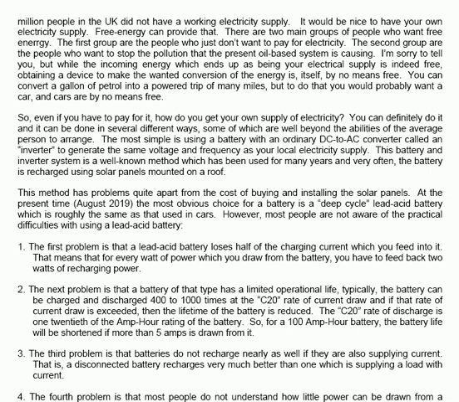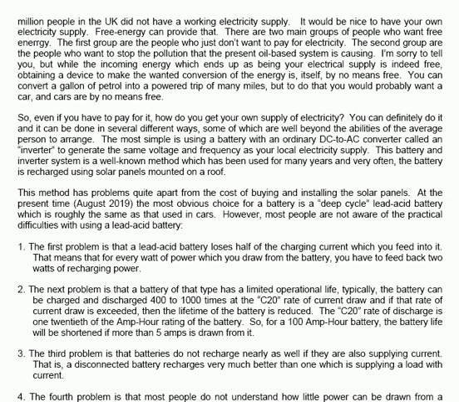The most simple way is using a battery with an ordinary DC to AC converter, which is called an inverter, to generate the same voltage and frequency as your local electricity supply. This battery and inverter system is a well-known method which has been used for many years, and very often the battery is recharged using solar panels mounted on a roof. This method has problems quite apart from the cost of buying and installing the solar panels.